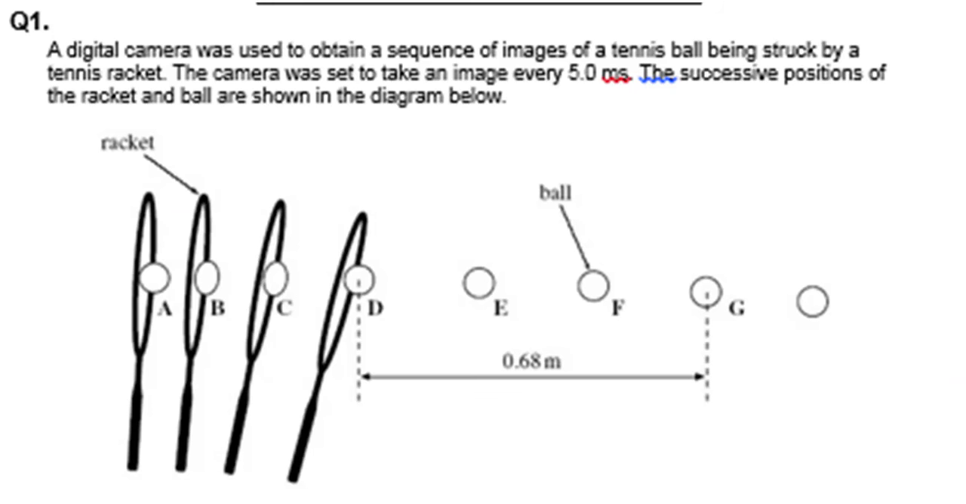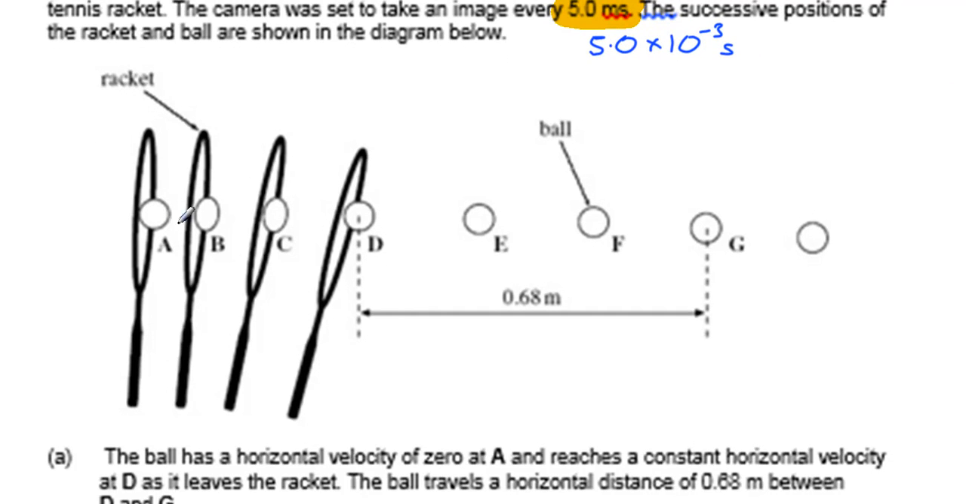Now, first question that you've been given is about a tennis ball being hit, and it is being recorded on a film. The images are being taken every 5 milliseconds, so that's 5.0 times 10 to the minus 3 seconds between each of these pictures of the tennis ball, right? And you can see here from the distances that it's accelerating between A and D, but between D and G you're allowed to consider it as going at constant velocity. We've also been given the distance between those 2 points.